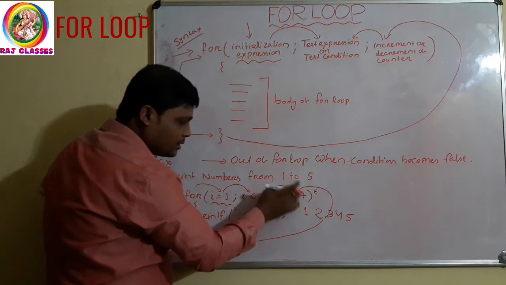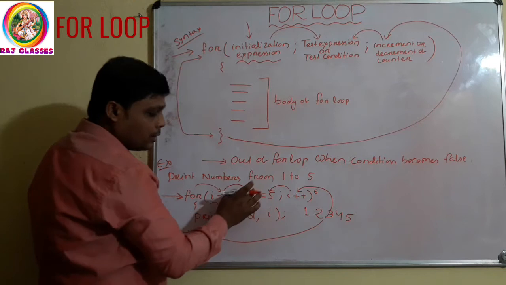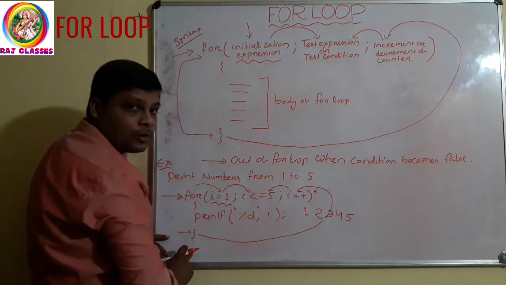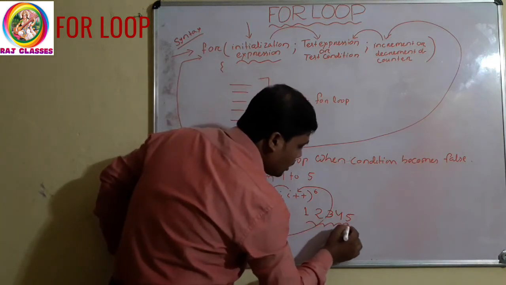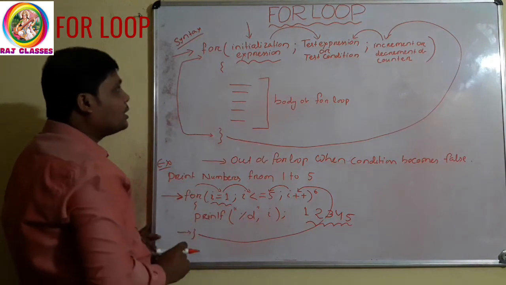When I value becomes 6, it will again check the condition. Now see, 6 less than or equal to 5. Now the condition is false. So control will go out of this for loop. Clear? So it will print what? 1, 2, 3, 4, 5. Clear?